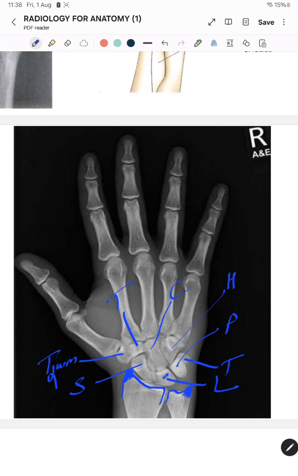Scaphoid, lunate, pisiform, triquetrum, hamate, then capitate. Scaphoid we have already written in the first row. This is capitate, then trapezoid, then trapezium. Trapezium is the lateral most. Scaphoid is also the lateral most in the first row.